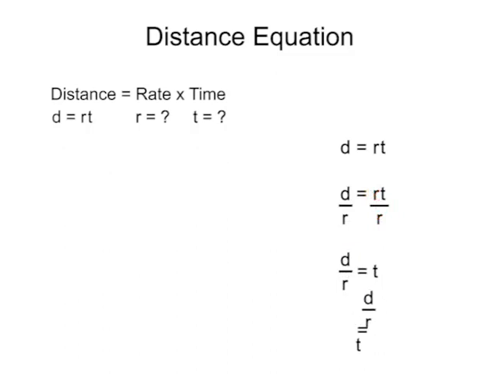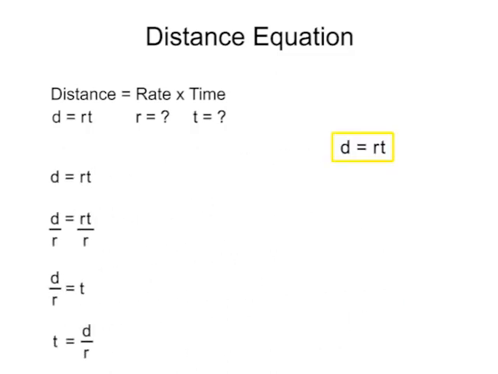Now the equation states that t equals d divided by r. In a similar way, the original equation can be rearranged so that the rate, r, is equal to d divided by t.